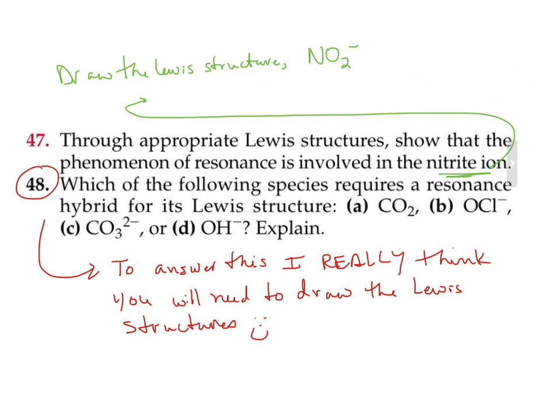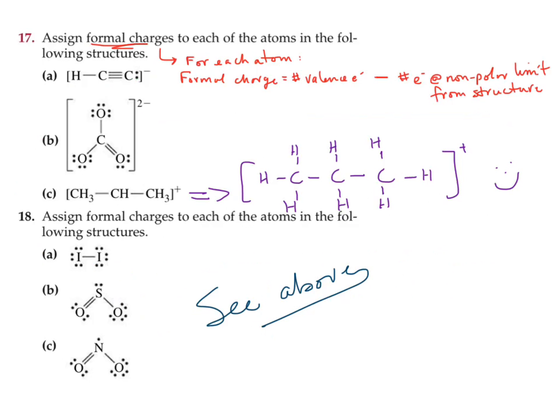47 and 48. 47 says draw the Lewis structure for NO2 negative, the nitrite. On the previous question, the middle carbon should only be bonded to 1 hydrogen. Thank you. I was like, that doesn't make sense. Good call. Because otherwise, that's not going to work.